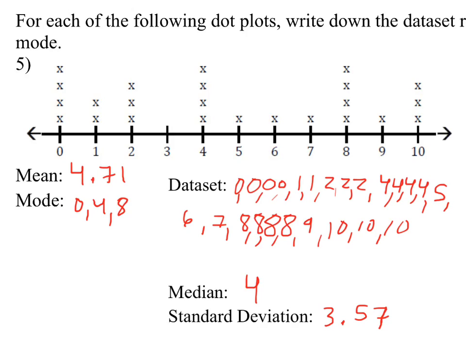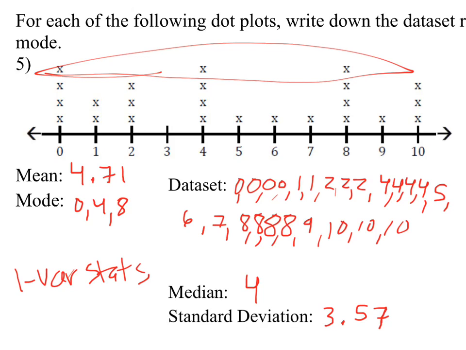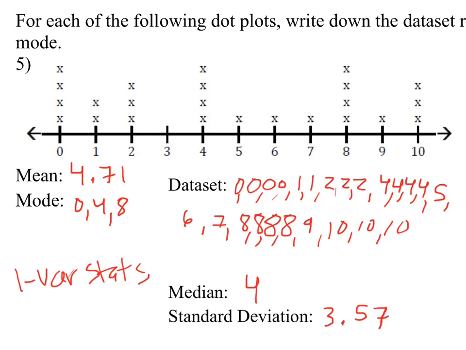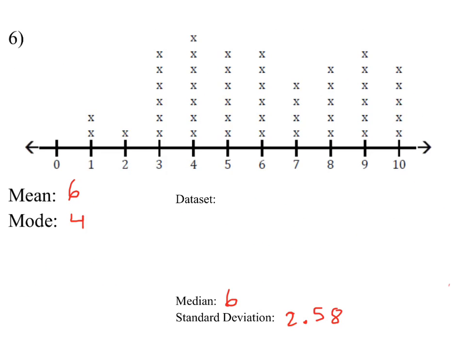If you plug all that into your calculator and use your 1-var statistics, you'll get these numbers. You get mean and median, the 4.71 for the mean, 4 for the median, and the standard deviation is going to be about 3.57. And your mode, you just have to figure that out. You have to look up here, what's the highest amount of a number? Well, there's 3 of them: 0, 4, and 8. So you have those 3 modes. And it brings you to 6.